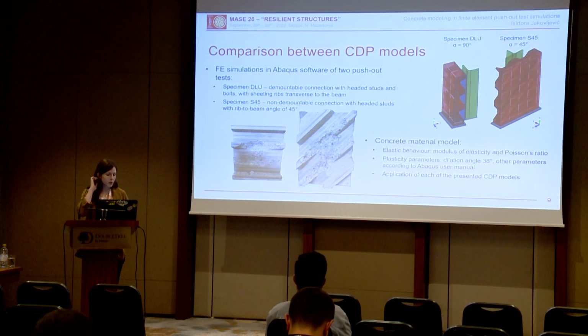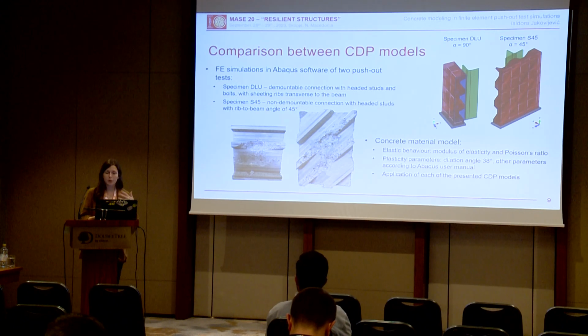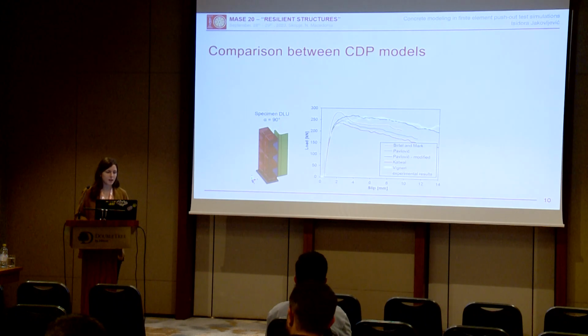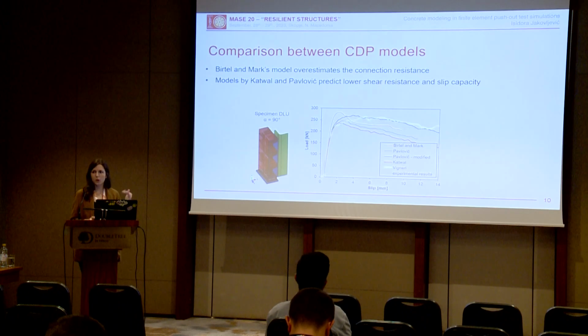So to define the concrete material model, we defined the elastic behavior and also plasticity parameters according to the Abaqus user manual, and then we applied all of the 4 CDP models that are presented. And here are the results. So for the first specimen, DLU, we may observe that Bertel and Mark's model overestimates the connection resistance. That's this orange line. And then the gray line and the red line, the models by Cutwell and Pavlovich, they predict lower shear resistance, but also lower slip capacity than experimental results.